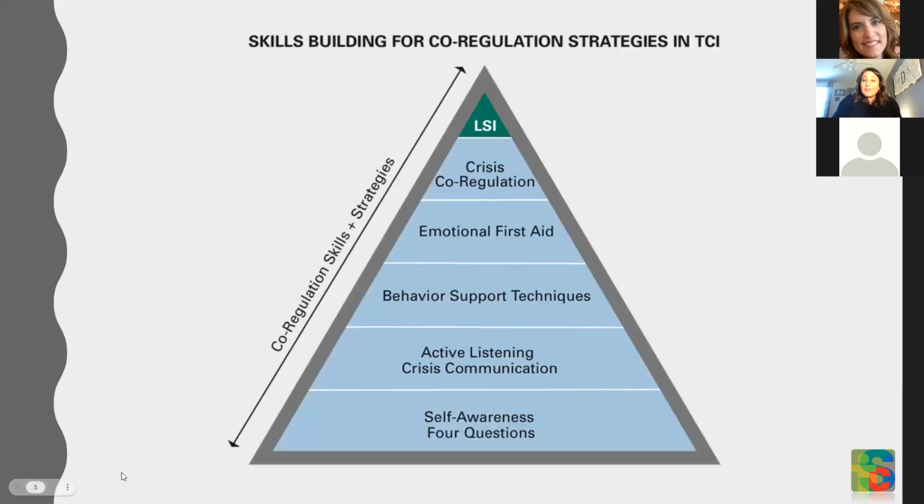Hopefully this looks familiar to you. We have our co-regulation skills pyramid, and look at, we made it to the top. So we are to that LSI now. So we talked about the 4 questions, that foundation, our self-awareness, because it all starts with us. In module 3, we talked about active listening, that crisis communication, how to use those reflective responses, how to use our nonverbals and really communicate back that we are here for the child.